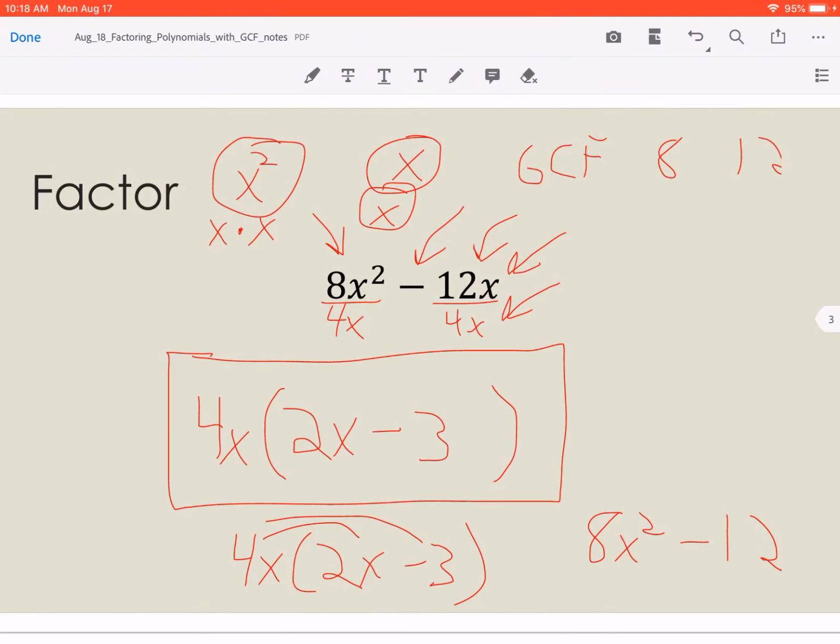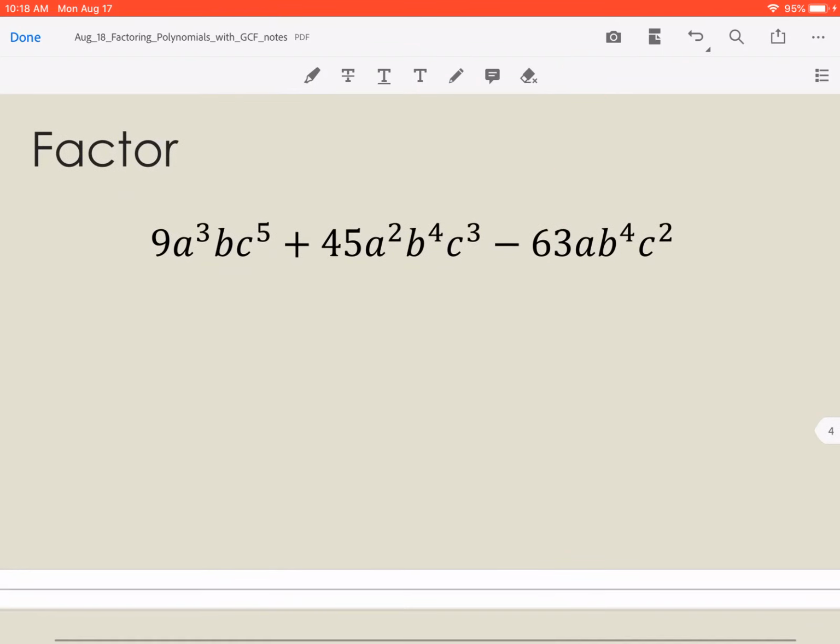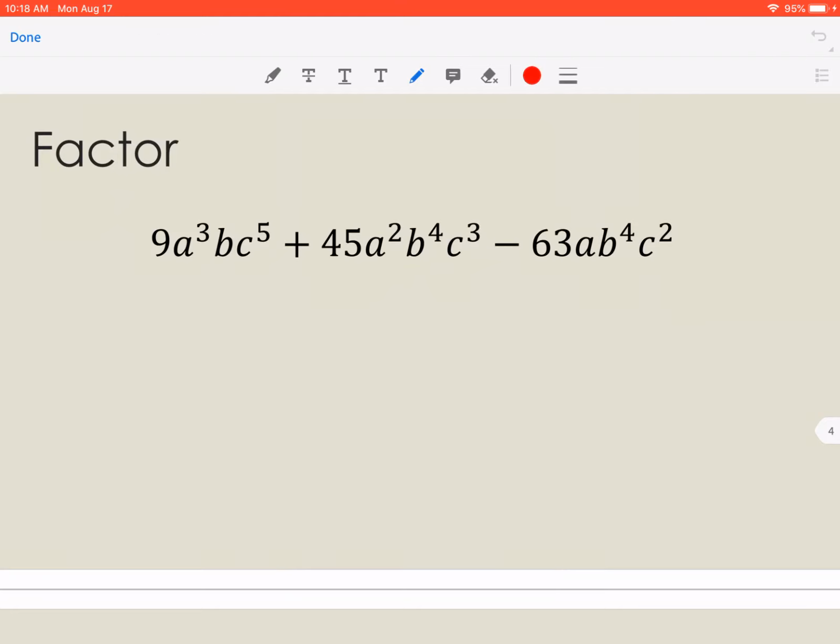All right? Okay. This one's a little bit more difficult, a little bit more challenging. So look at your numbers first. You've got a 9, a 45, and a 63. So you got to find the GCF of 9, 45, and 63. Well, that should be 9. 9 goes into 45, 9 goes into 63, so I know I'm going to pull out a 9.